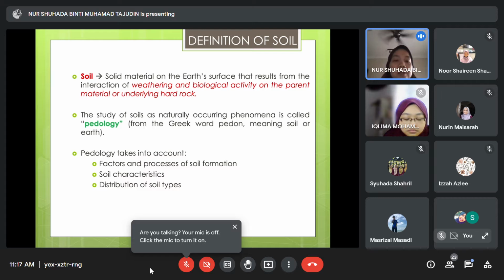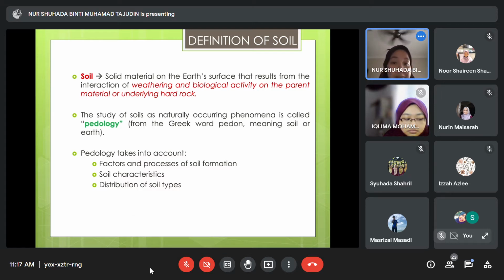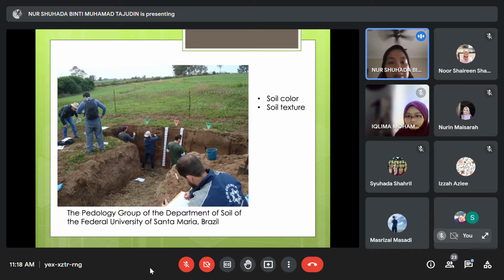Okay. So the study of soils as naturally occurring phenomena is called pedology, from the Greek word pedon, meaning soil or the earth. Pedology takes into account the study of the factors and processes of soil formation, soil characteristics and distribution of types. Maksudnya dia belajar tentang soil tu lah. Okay, so these are what we call pedologists. Pedology group of the Department of Soil.